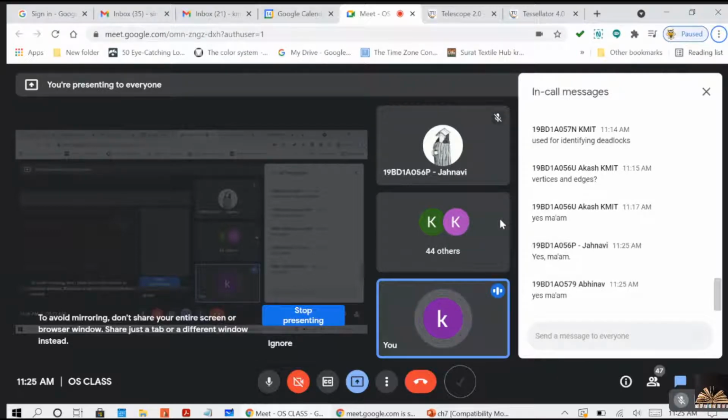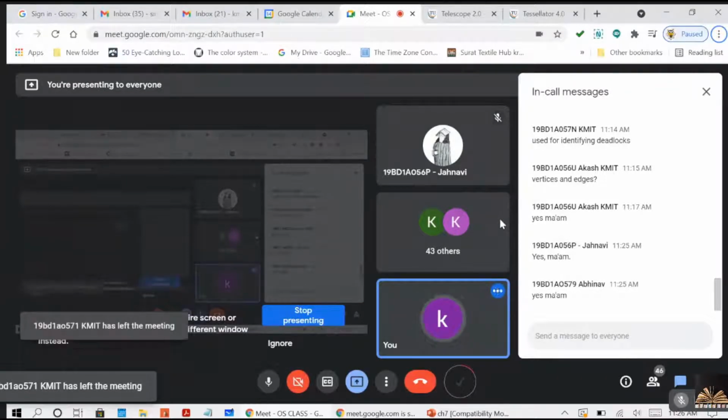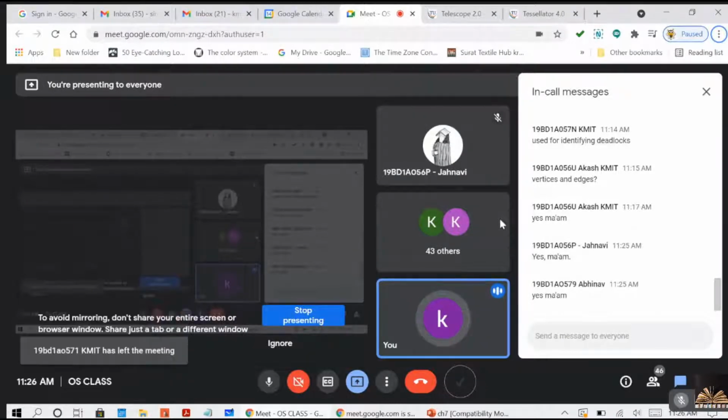What is a safe state? Whenever a process is requesting a resource, the OS will make sure, by giving that resource to the process, whether the system is entering into the unsafe state or not. Entering the unsafe state does not mean deadlock. As long as we are in the safe state, there is no deadlock. Once it goes into the unsafe state, there is a possibility of deadlock. I am not saying deadlock will occur there, but there is a possibility.